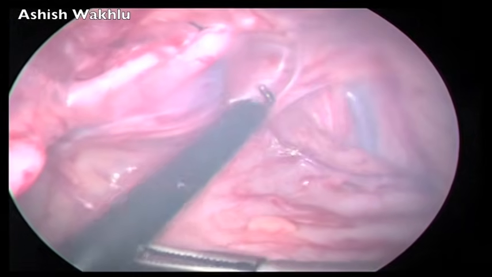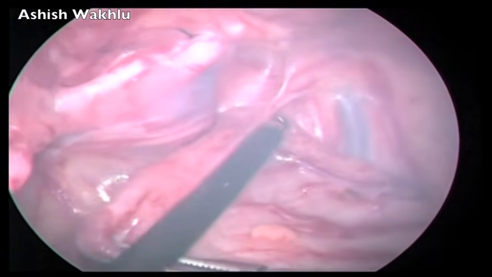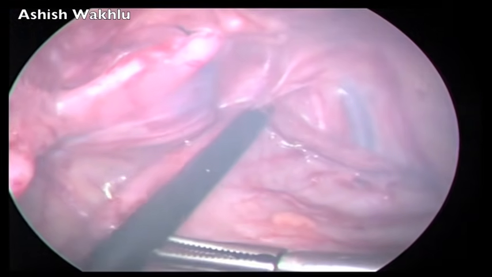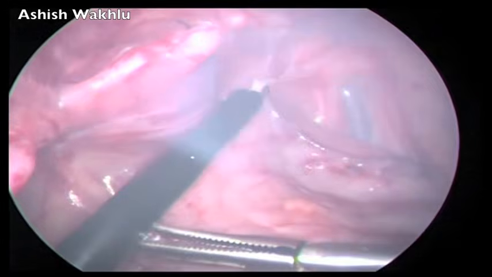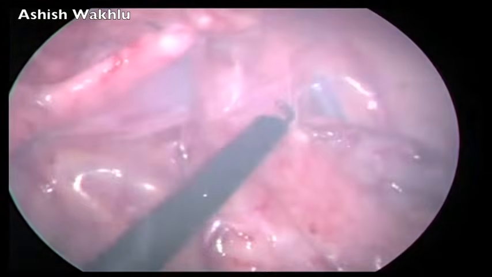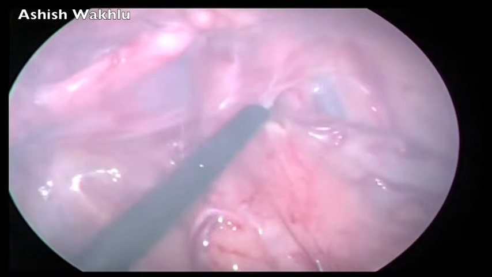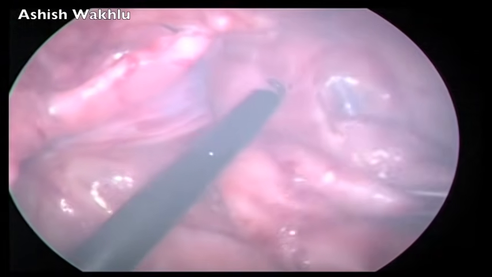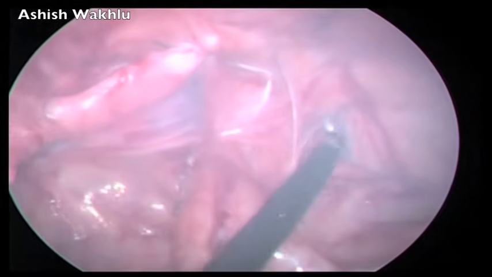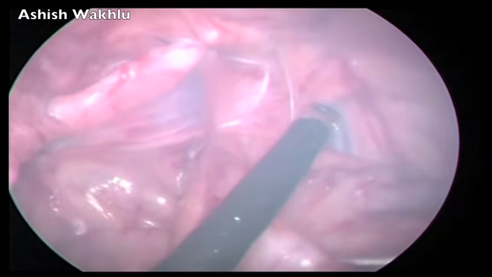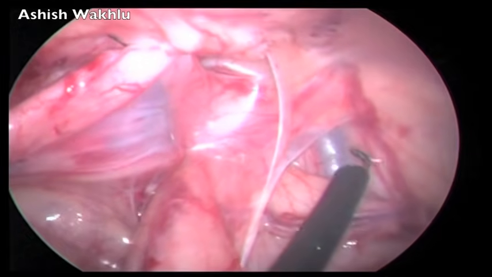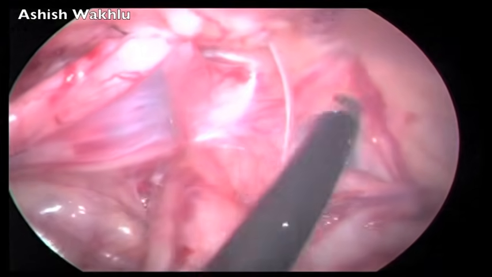Dissection then shifts to the right side of the sigmoid mesentery, and the first visible tethering band is divided to open up a space from which to divide the mesentery further. The vas deferens of the right side can be seen entering towards the bladder base.